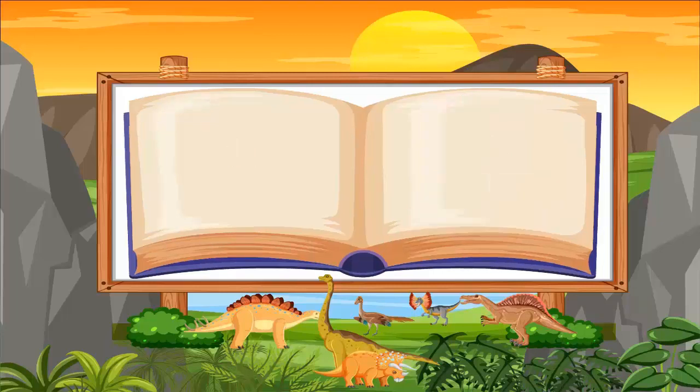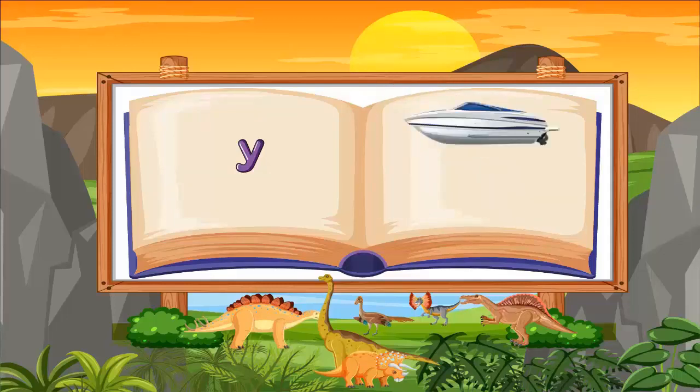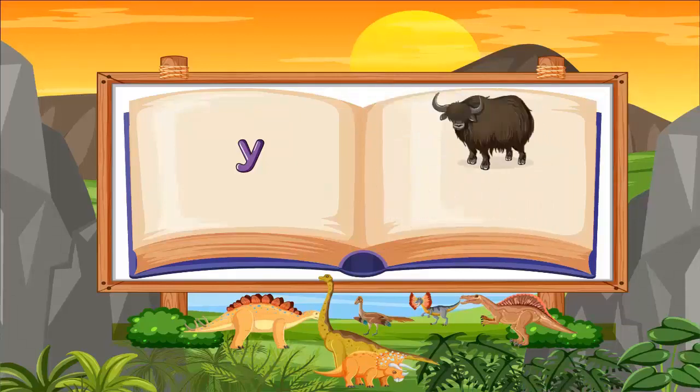We are going to learn words starting with the letter Y. Y for yarn, Y A R N, yarn. Y for yacht, Y A C H T, yacht. Y for yak, Y A K, yak.